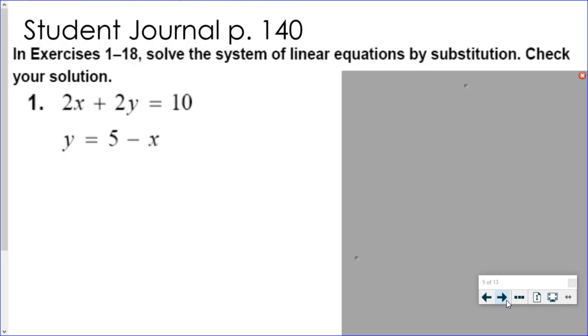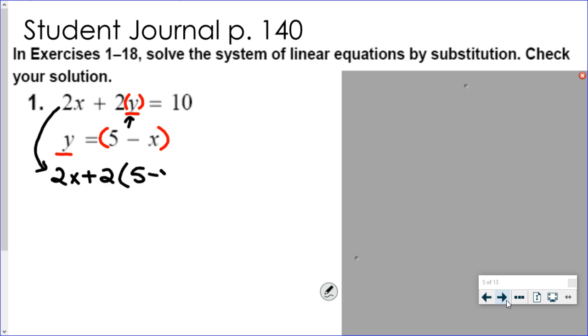Okay, let's see. Solve by substitution. Now look in the equations. Are either one, is y by itself? Yes, y is by itself. So I'm going to put that in parentheses, okay? And I'm going to put that in for y here, not 2y, just y, okay? Okay, so now I'm going to rewrite my equation. And instead of y, I'm going to write 5 minus x. Okay, so I have 2x plus 2 parentheses 5 minus x, because that's just y, equals 10.